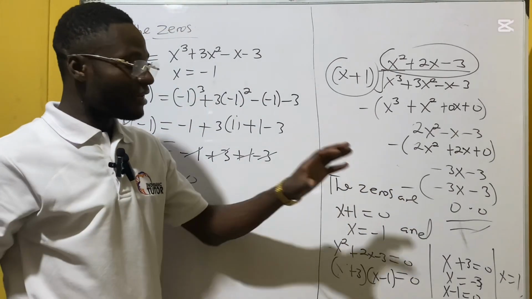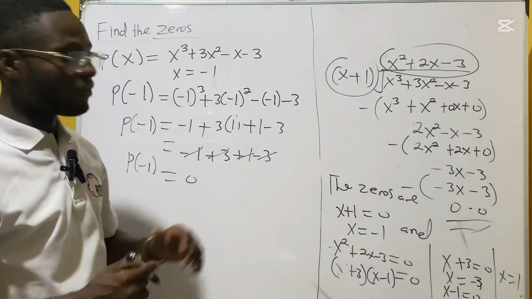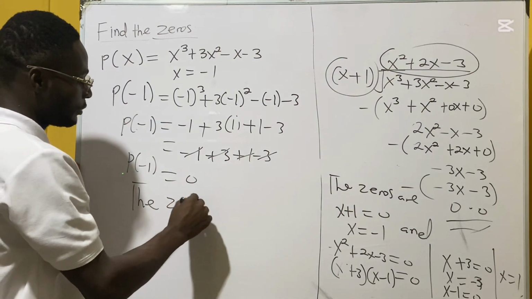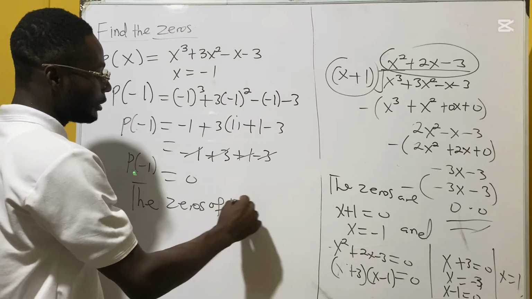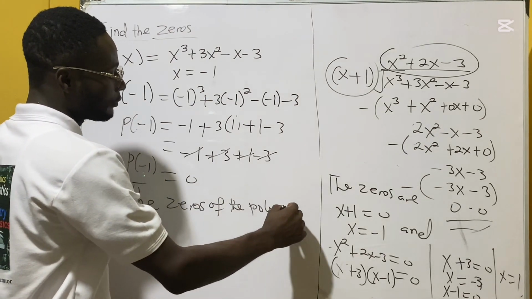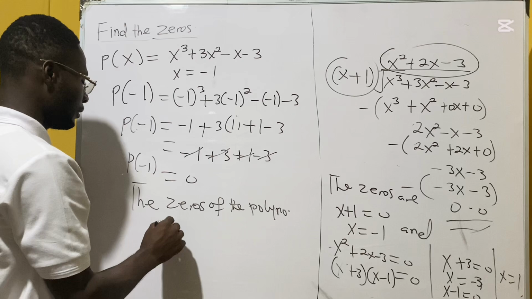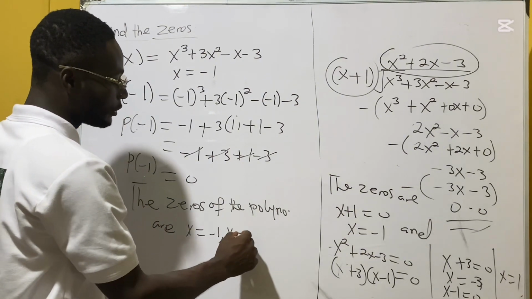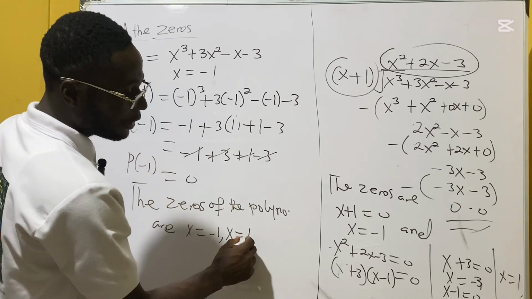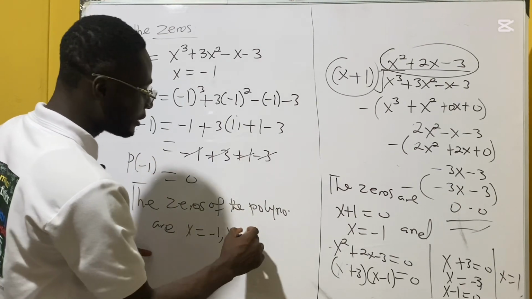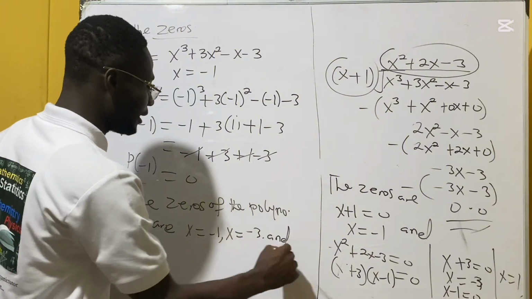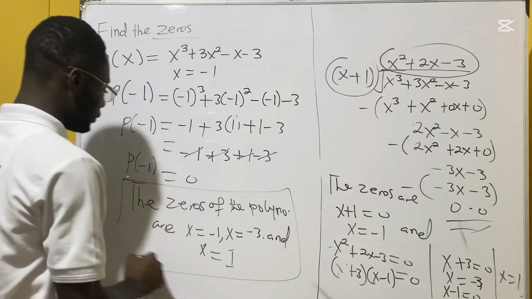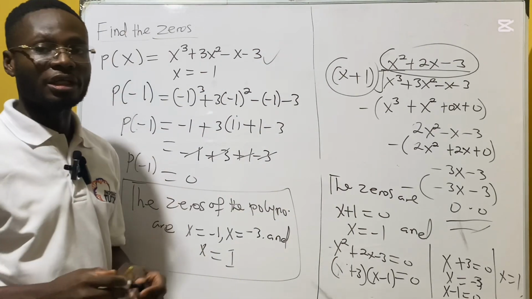So the zeros of the polynomial are x equals negative 1, x equals negative 3, and x equals positive 1. These are the zeros of this particular polynomial function.